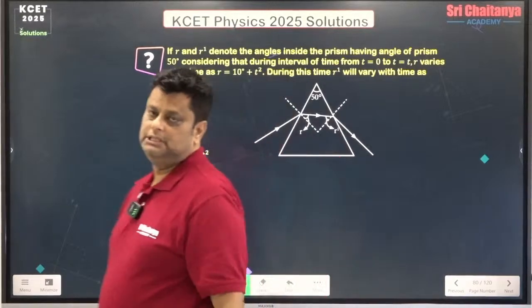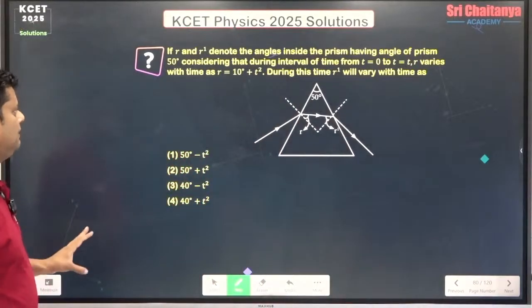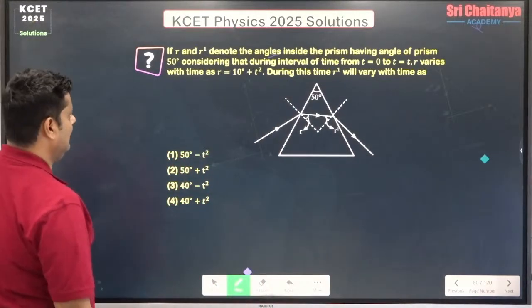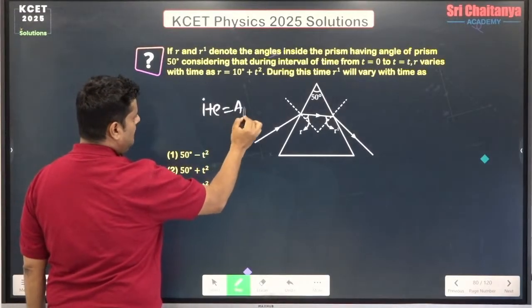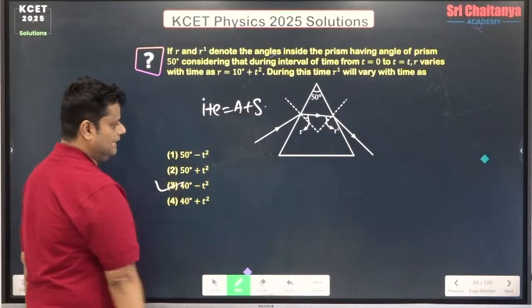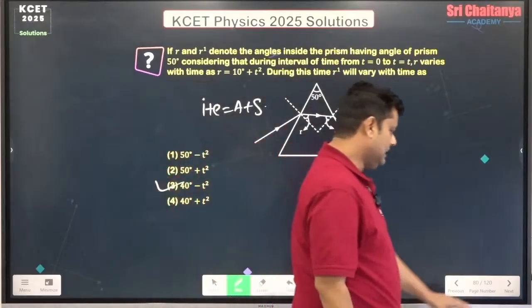Now we have this question which is related to this prism, and A is given, and we know that i plus e is equal to A plus delta. So this 40 degree minus t square is the correct option.